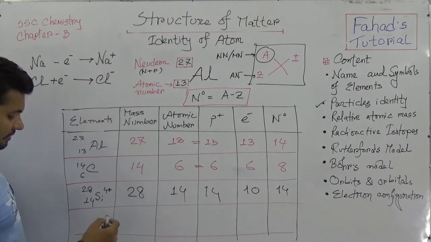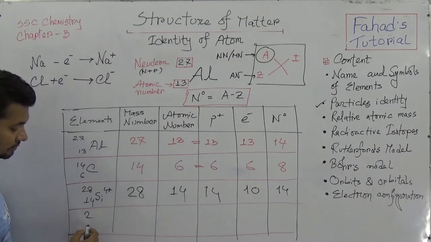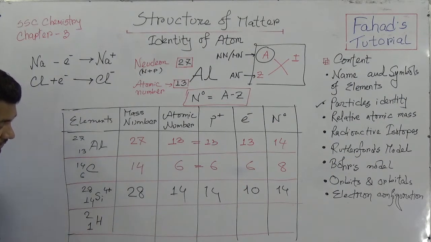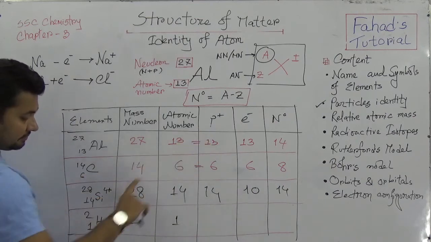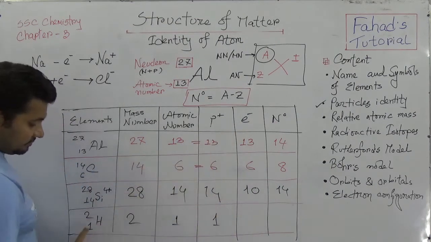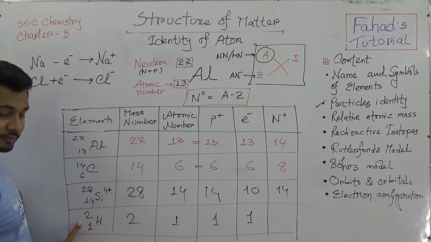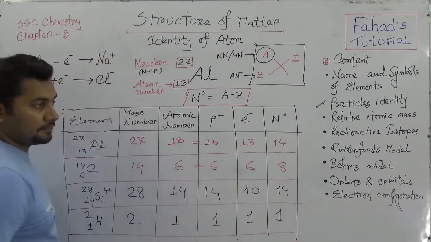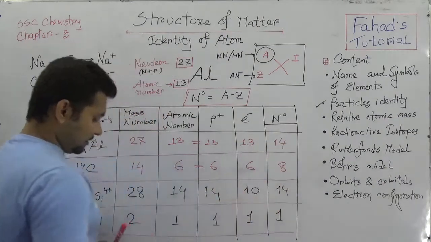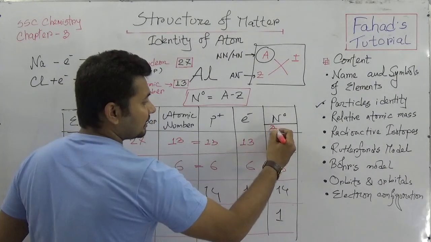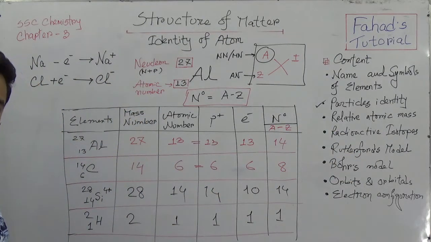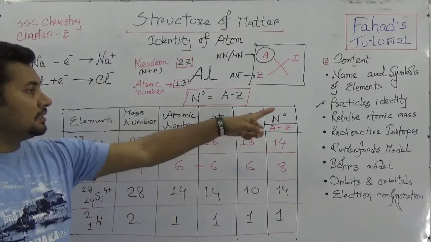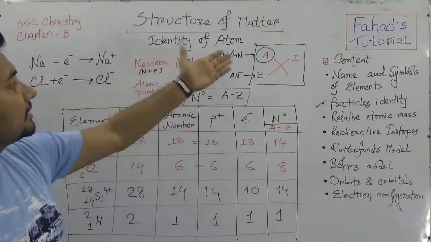Similarly, in the case of deuterium, like 2, 1 hydrogen, the mass number of hydrogen would be 2, the atomic number would be 1, the proton number would be 1, the electron number would be 1, and again 2 minus 1 is 1. So the neutron number is actually the nucleon number minus the atomic number. So this is a very short explanation about the particle's identity, actually the identity of an atom.